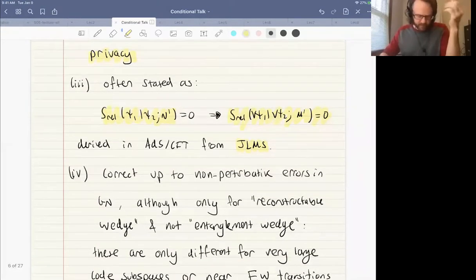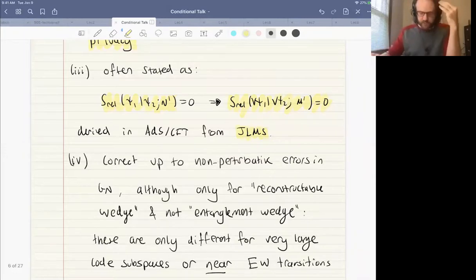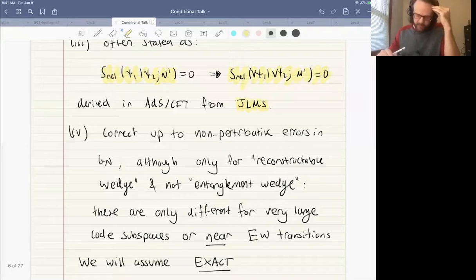The other thing about it is that as a condition, it's been assumed in the past, at least, that it's correct up to non-perturbative errors in G Newton. So it's something that's in principle correct to all orders in G Newton, although in practice that's not really true, and it's now known that this is only true for something called the reconstructible wedge and not for the entanglement wedge. But really, there's not very much difference between the reconstructible wedge and the entanglement wedge, and for our purposes, I'm going to assume that they're the same.